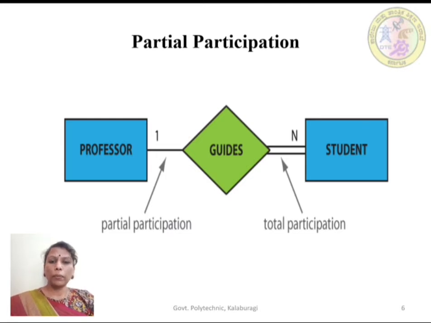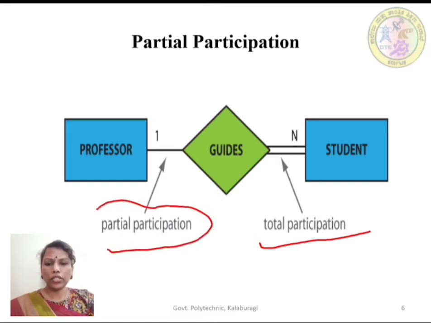If we talk about the participation constraints, all the students must have a professor for guidance. So all the students are participating in the guides relationship. Here it is a total participation. Whereas not all the professors guide the students. Only a few professors can guide the students, right? So that's why here it is a partial participation. Okay, let me explain with the instance diagram.